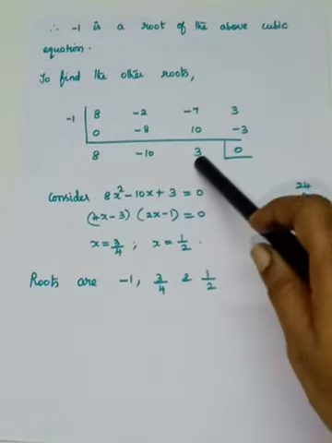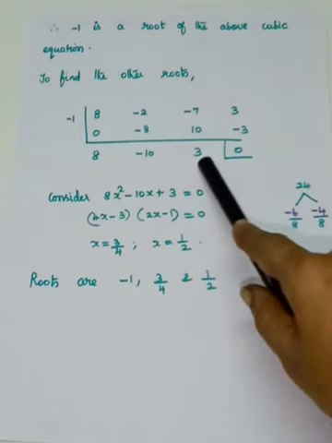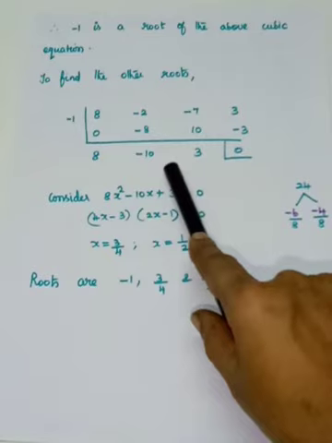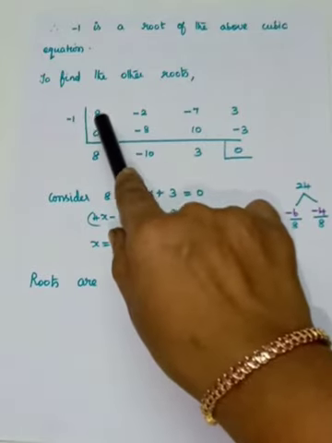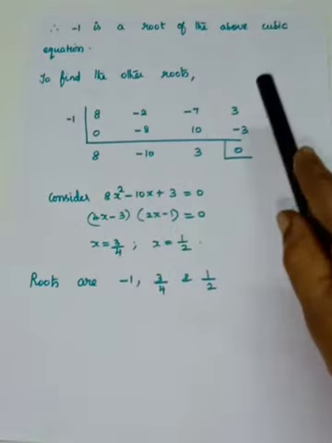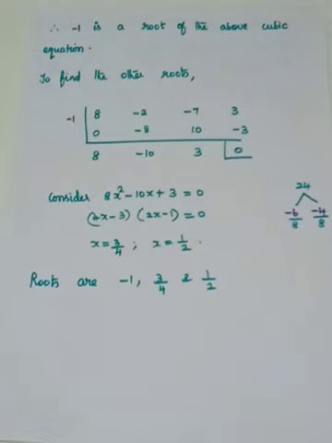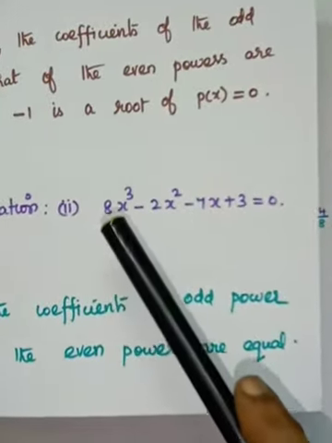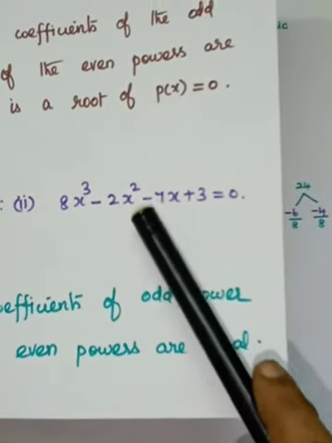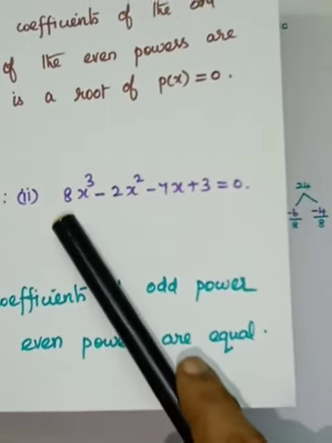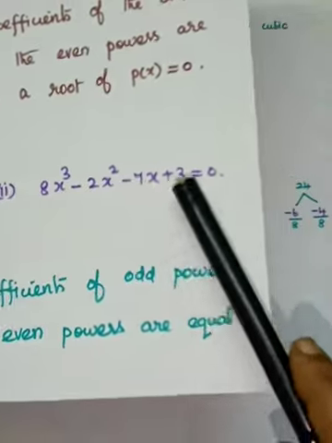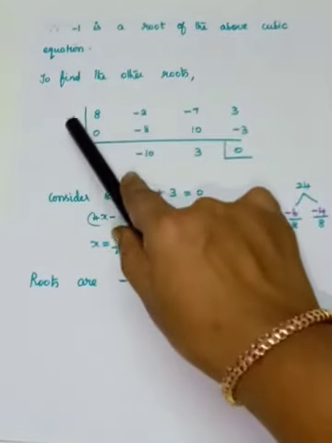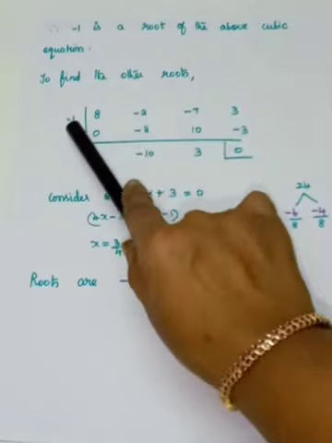So, in the first subdivision, I have used long division. Here I have used synthetic division. Synthetic division means you have to write the coefficients of the cubic equation in order: x cube, x squared, x and the constant. So, 8, minus 2, minus 7, 3. Here, what is the root? Minus 1 is the root. So, the root I have written.